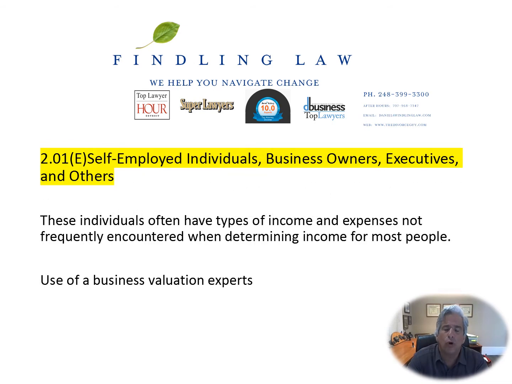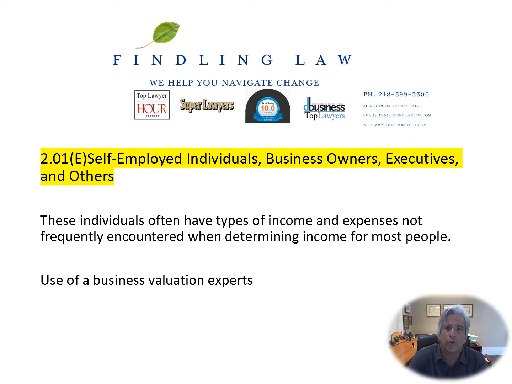Section 2.01e talks about income for self-employed individuals and business owners. Now, we discussed self-employed individuals in some earlier slides, and as a general proposition, it's a lot easier to determine income for a self-employed individual. Why? Because they get a 1099, we look at the tax returns from the 1099, and then we add back any perks or prerequisites, whether it's a car allowance or otherwise, or even the expenses that they take off on their Schedule C, and we can add that back into income.